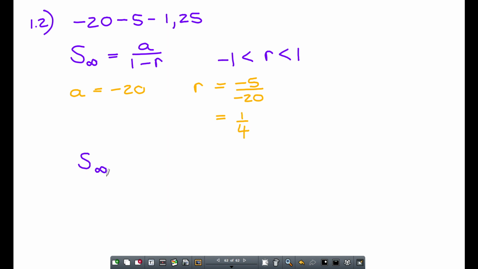The sum of infinity, oh sorry, I forgot to mention, that quarter is between 1 and minus 1. Okay, so now kan ek gaan instel. Sum of infinity would be minus 20 over 1 minus 'n kwart, en dit geef my minus 26 en ja, 2/3. Okay, double check. You might have gotten minus 26,666. Dis ook nog steeds reg, né? Okay, ja.